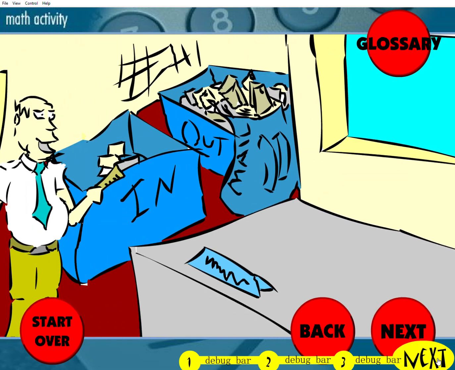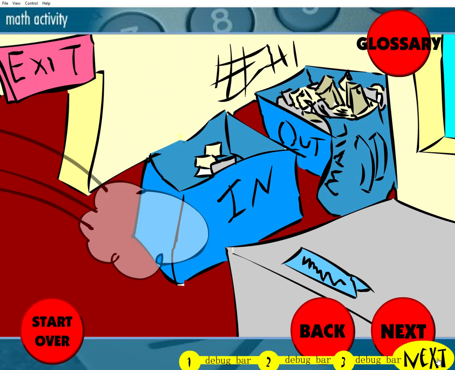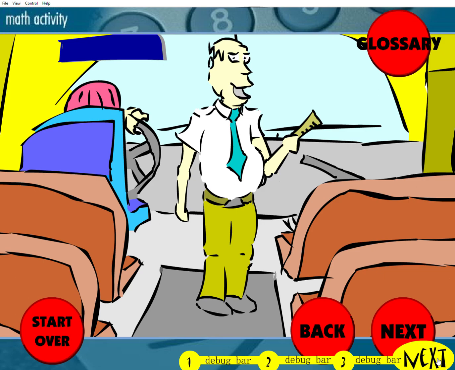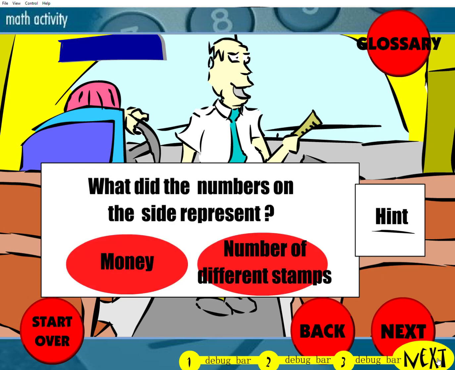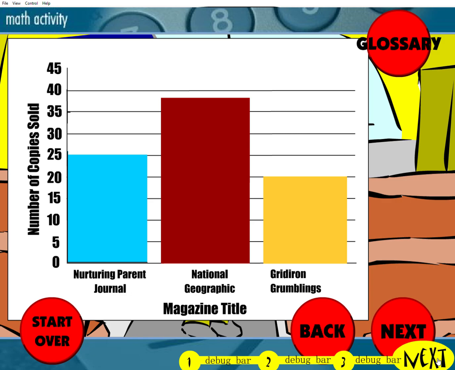Well, it's time to continue our journey now. Everybody back on the bus. As we travel to our next destination, answer this question about the Postmaster's bar graph. What did the numbers on the side represent? Okay, here we go. Now, the next place we stop will be a magazine stand. I've prepared a bar graph.